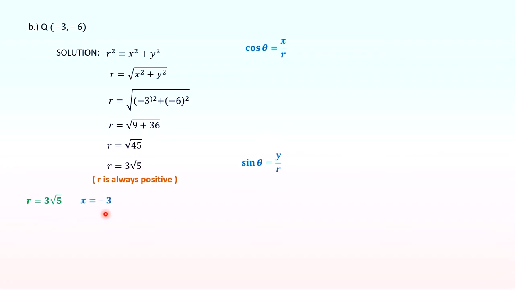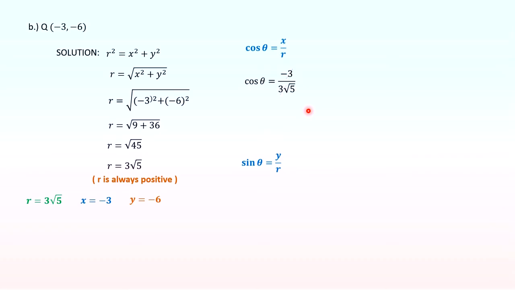X is equal to negative 3. Y is equal to negative 6. So meaning, we can now find the value of cosine theta and sine theta. Let's start first with cosine theta. Cosine theta is equal to x over r. Again, we need to replace x by negative 3. And we need to replace r by 3 square root of 5. So here it is. So we have negative 3 over 3 square root of 5.